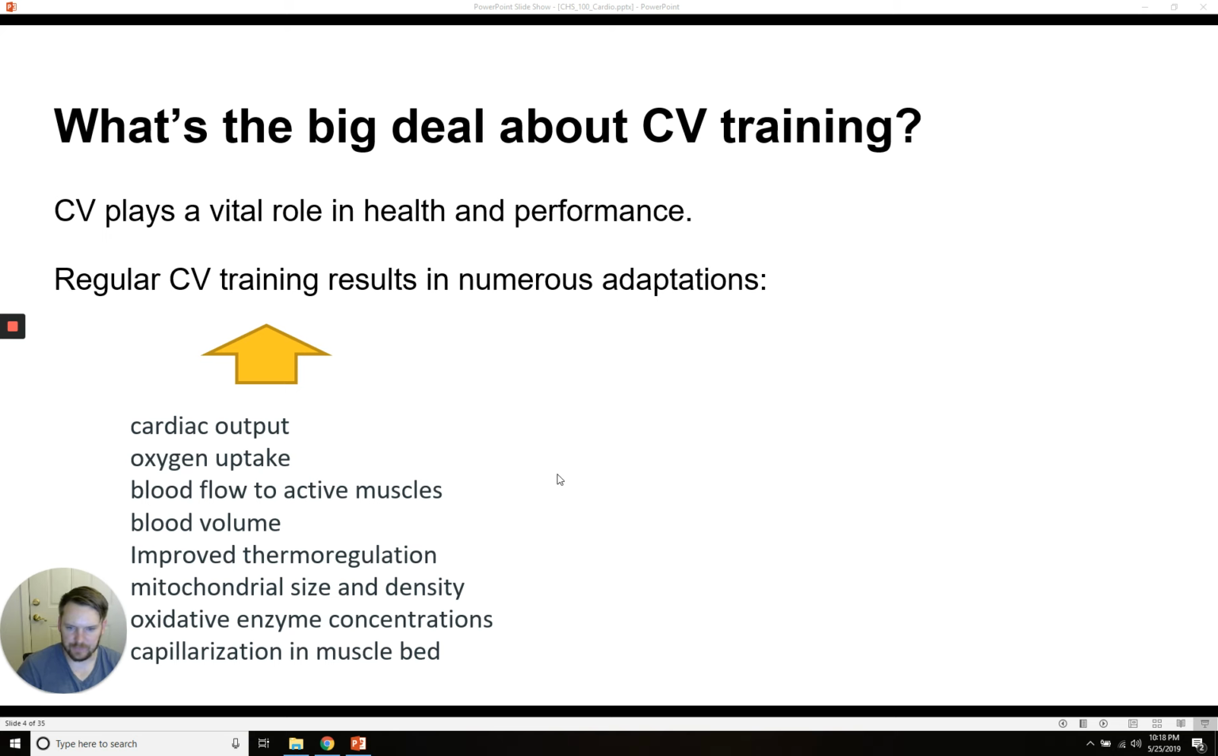That's cardiac output. Oxygen uptake refers to the amount of oxygen that's being uptaken by the cells to be utilized. Blood flow to the active muscles is going to increase. Blood volume is going to increase. We're going to have improved thermal regulation. The mitochondrial size and density will increase. Oxidative enzyme concentrations will increase, and also the capillarization of the muscles will increase. So more capillaries to be able to deliver more blood.